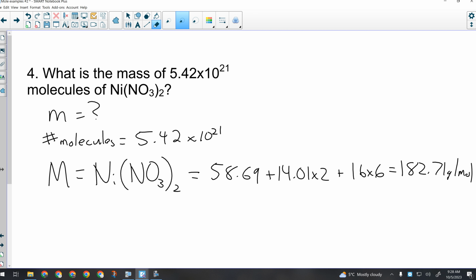grams per mole. Okay, if I'm going to get little m, what do I need? I need the number of moles. I need n. Can I get n if I know how many molecules I have? Yes. All right, so I can get n if I take the number of molecules that I have and divide it by the number of molecules in 1 mole. That will leave me with number of moles, because this is molecules divided by molecules per mole. The molecules would cancel, and I'd be left with moles.